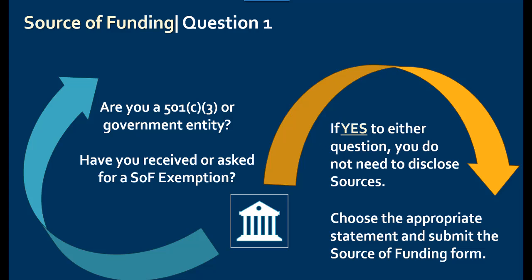Question 1. Are you a 501c3 or government entity? Have you received or asked for a source of funding exemption? If yes to either question, you do not need to disclose sources. Choose the appropriate statement and submit the source of funding form.